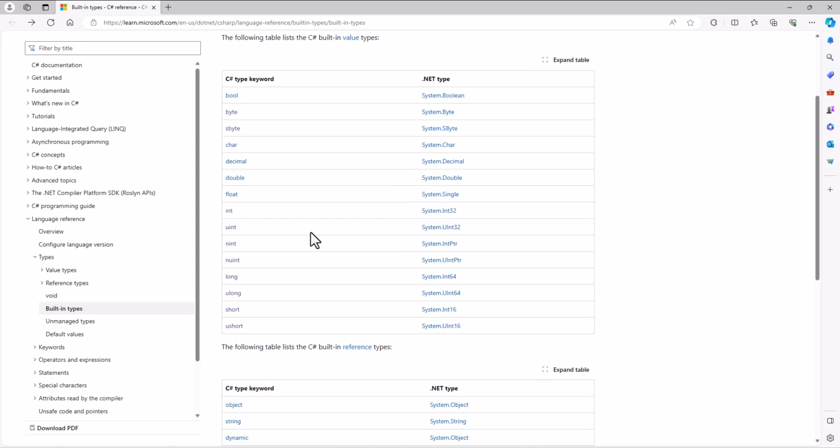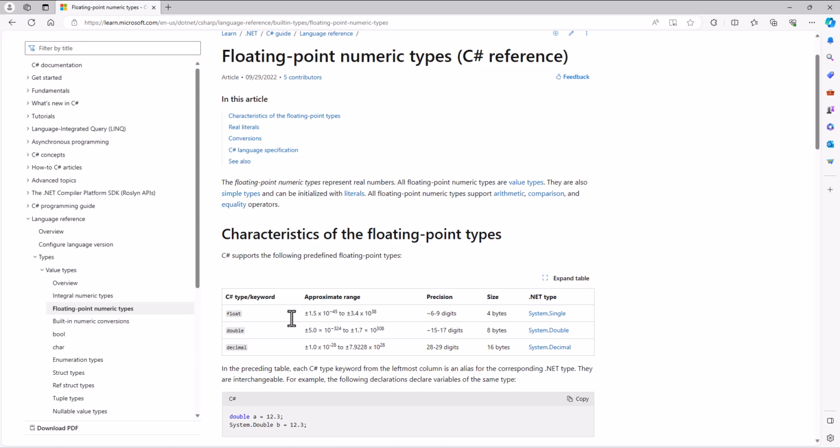If we want to store decimal numbers, then we need to use something like a float. Now a float is a floating point number, so that it's a decimal number. It can be a really big decimal number or a really, really small decimal number, depending on where the floating point moves. And so there's a float that uses 4 bytes. There's a double that uses 8 bytes, and there's a decimal that uses 16 bytes.